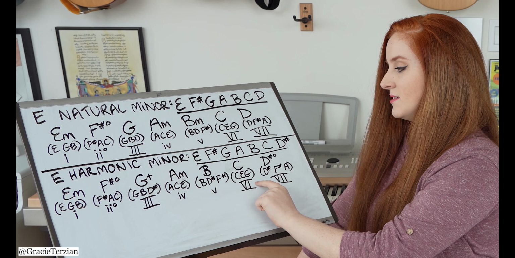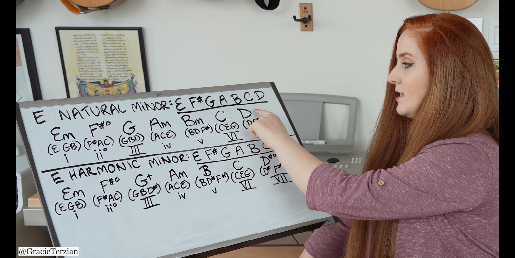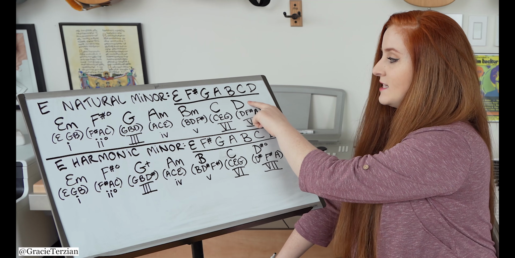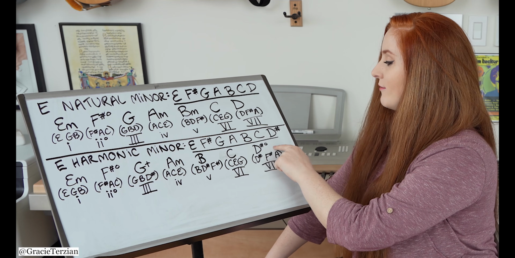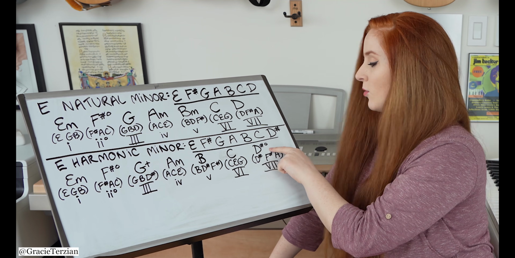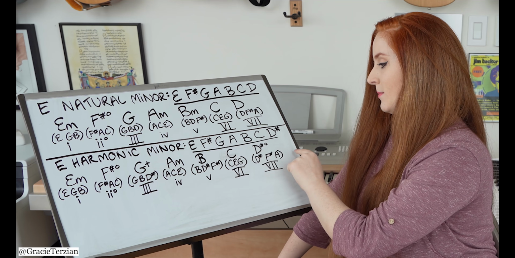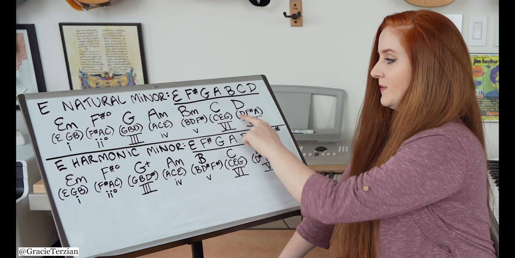Then C major is the same, right? But then here again, we have a different chord. We have a D major chord with E natural minor, but we have a D sharp diminished chord with the E harmonic minor. Again, just because we have a D sharp instead of a D natural.